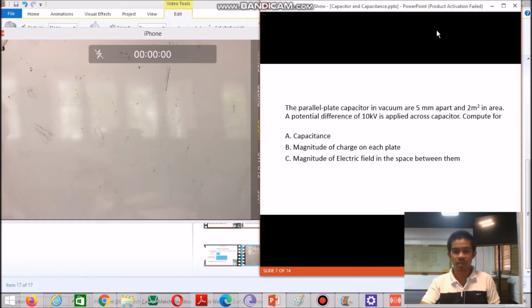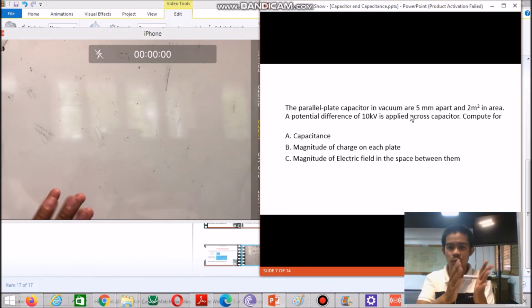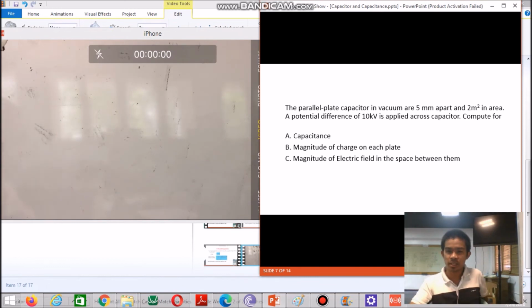Let us solve a sample problem on capacitance. We have a parallel plate capacitor in vacuum. Between the two parallel plates is a vacuum, and these two plates are 5 millimeters apart. That's the distance between the two plates, and the area of each plate is 2 meters squared. A potential difference of 10 kilovolts is applied across the capacitor. We are going to compute the capacitance, the magnitude of charge on each plate, and the magnitude of the electric field in the space between them.